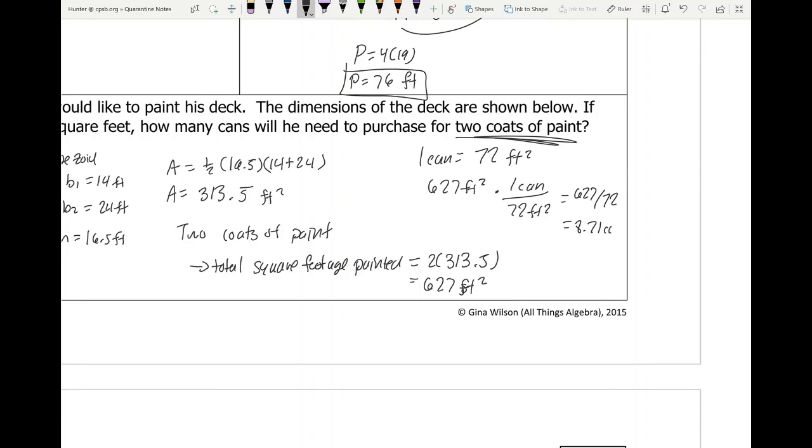8.71 cans. But I can't buy 8.71 cans, I have to buy a whole number. If I buy 8 cans, that won't be enough. I'll still have a little bit left over that I haven't painted. So what I need to do is get the next number up, which is 9 cans. So I'll have to have 9 cans total. That's your answer.